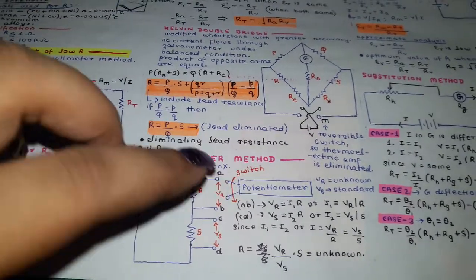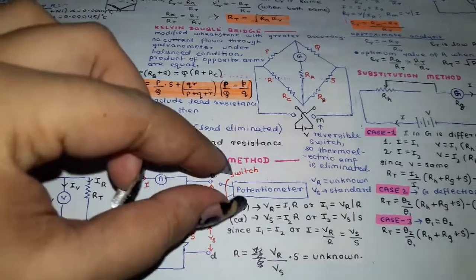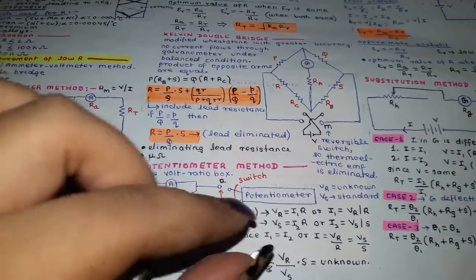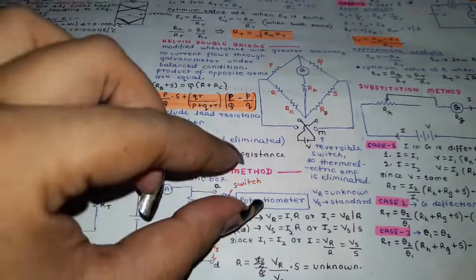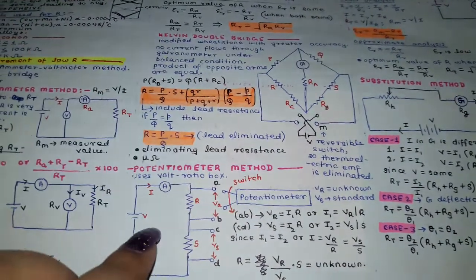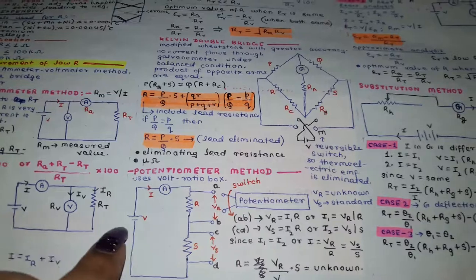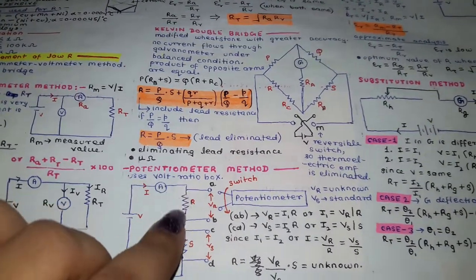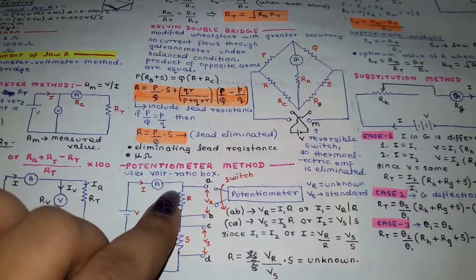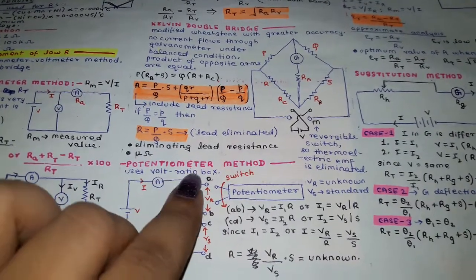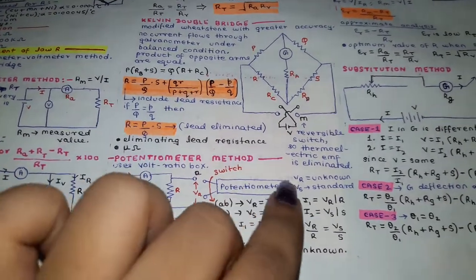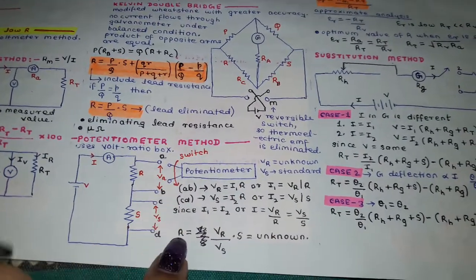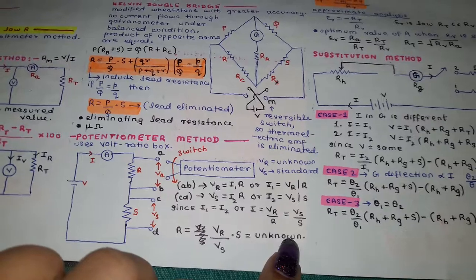We are switching the potentiometer terminals towards this to find out what current we are having. We know the voltage but we are determining the current. Then we connect to this one, and we know the value of current over here. When you know the voltage and you have determined the current, it is easy to calculate the unknown resistance. It uses the concept of the volt ratio box. This is your volt ratio box potentiometer. Then we have this as our analysis, and the unknown resistance is given by this particular formula.